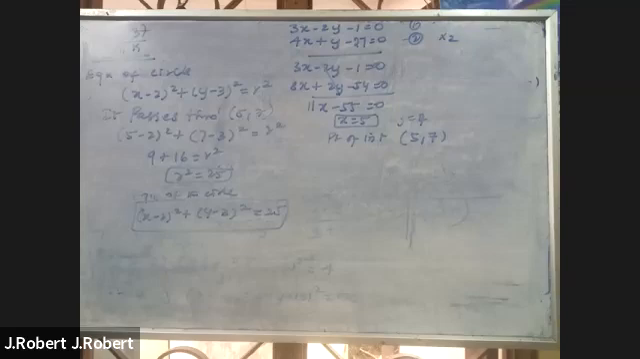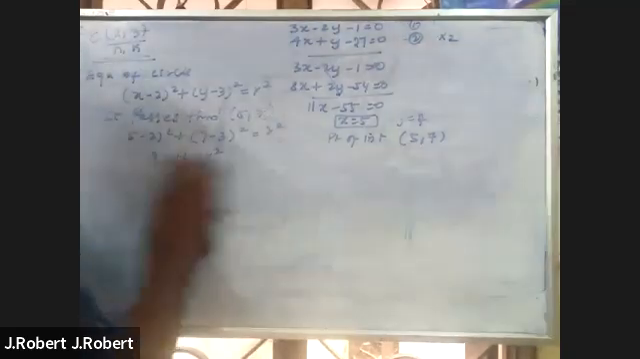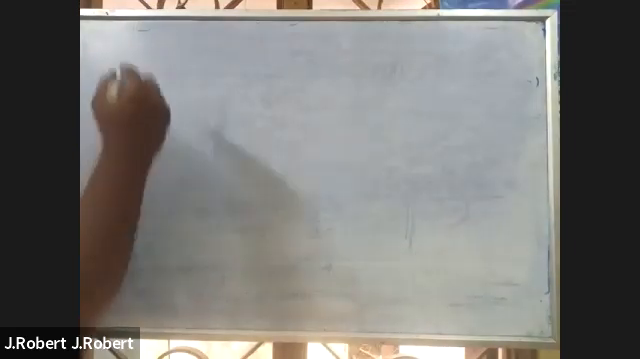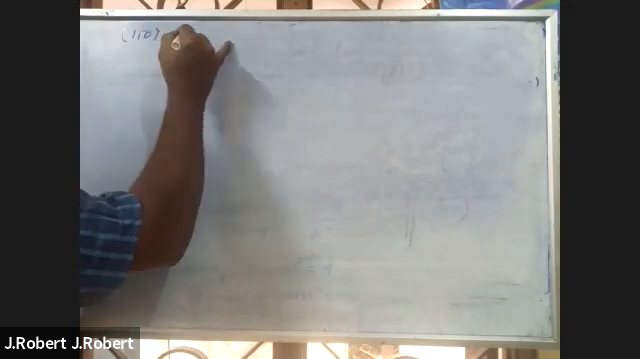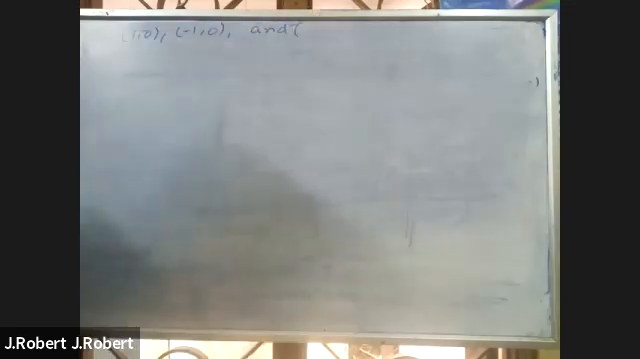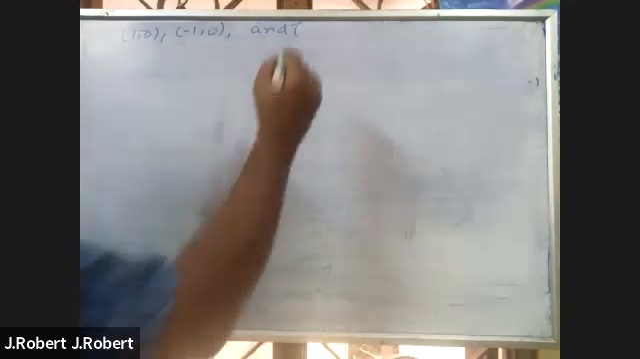Find the equation of the circle passing through the points 1, 0, minus 1, 0, and 0, 1.